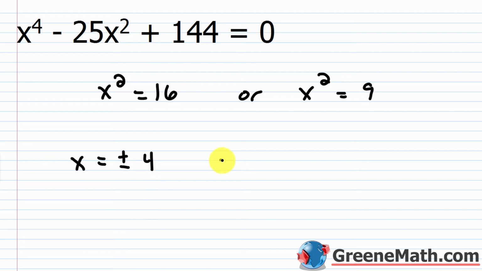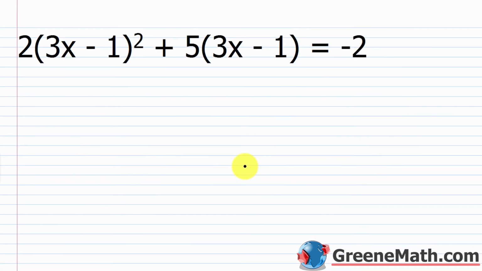So over here, if I use my square root property, x squared equals 9, I know x would be equal to plus or minus 3, okay? So we have 4 solutions here. We have that x could be equal to plus or minus 4, so positive 4 or negative 4, and then also plus or minus 3, right? Positive 3 or negative 3. All right, let's look at another one.